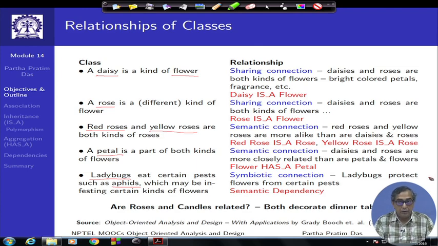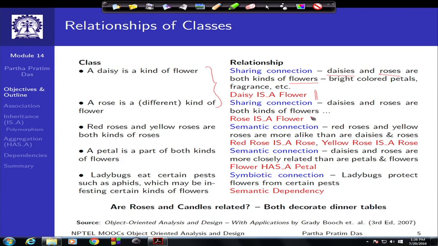Now, what we are trying to focus on is that each of these statements actually describes some kind of relationship between these classes. So, the first is kind of a sharing connection. If we just take these 2 statements, daisies and roses are both kinds of flowers. They are kinds of flowers in the sense they share bright color, they have fragrance and all that. So, we will often express this connection, this relationship, by saying that daisy is a flower or that rose is a flower.